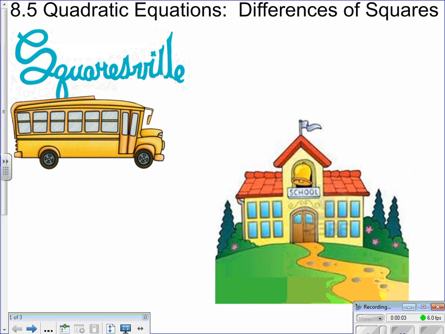Lesson 8.5, Quadratic Equations with Difference of Squares. All right, in order to open up difference of squares, I'm going to first read you a story about the town of Squaresville.